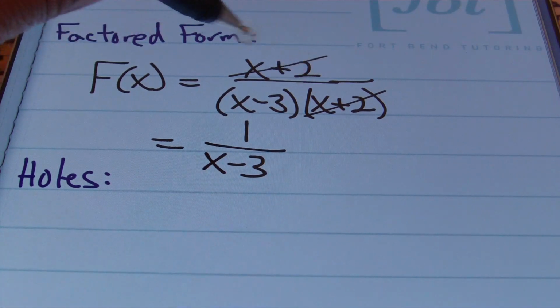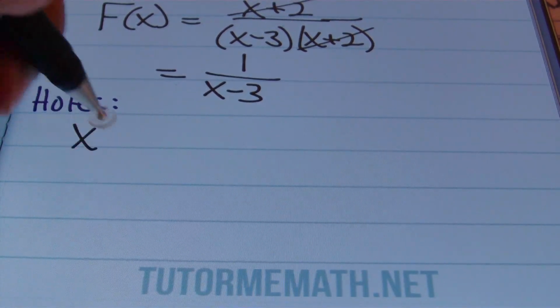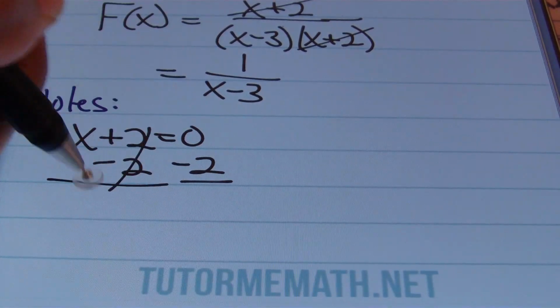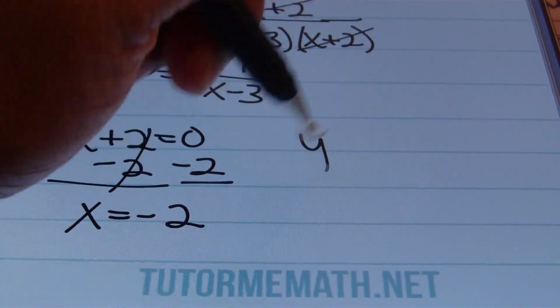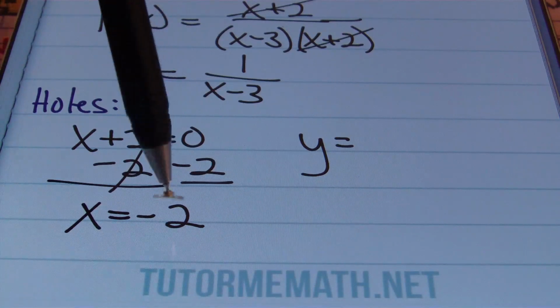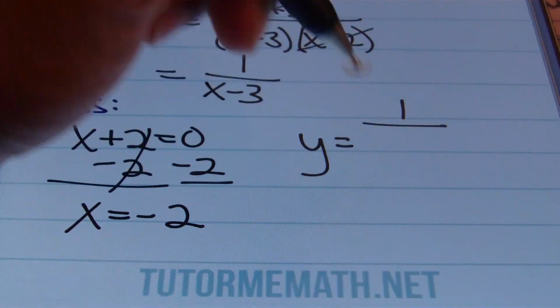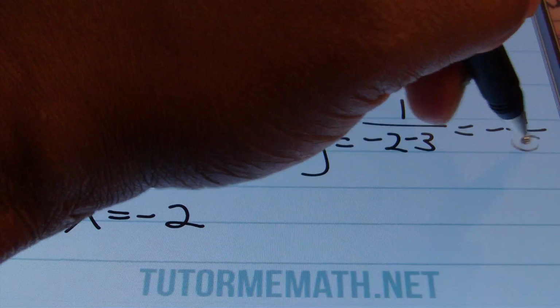We did cancel out that factor of x plus 2, right? So as far as our hole is concerned, you want to set x plus 2 equal to 0 and solve for it. Solving for x, we end up with x equals negative 2. This is going to be the x value of your hole. In order to find the y value of your hole, you'll plug negative 2 into our simplified function. So we'll have 1 divided by negative 2 minus 3, and that simplifies to negative 1/5.